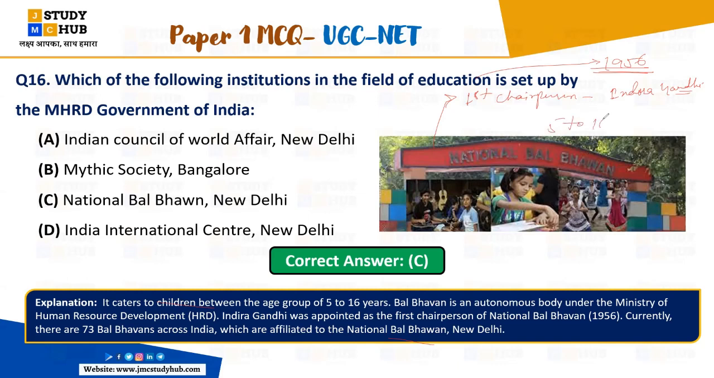So what is the age group? 5 to 16 years it is. And it caters to children. Okay. That is National Bal Bhavan, an institution in the field of education. Hope these things are clear and the concepts are clear. Everybody, it is clear. Can we move ahead?